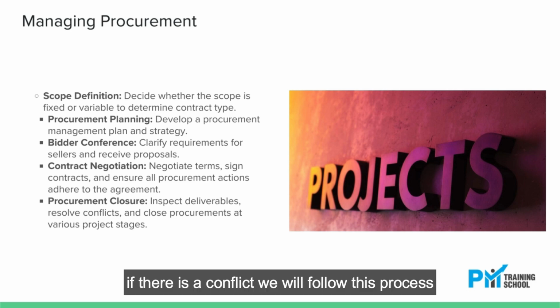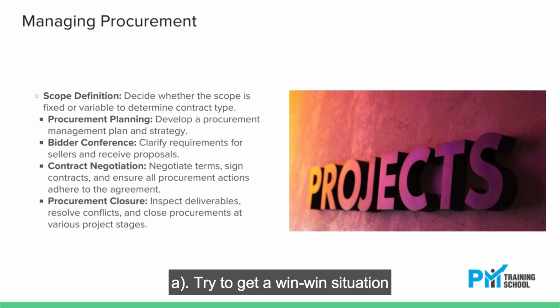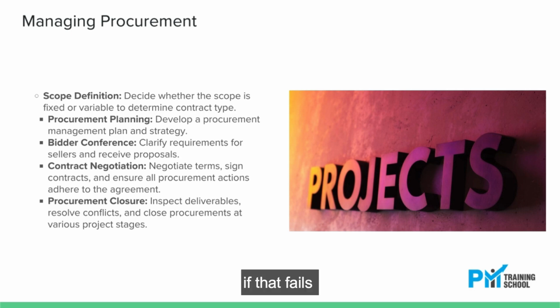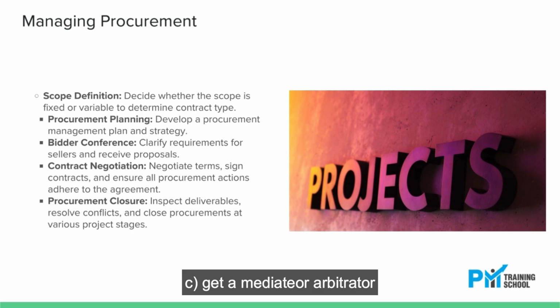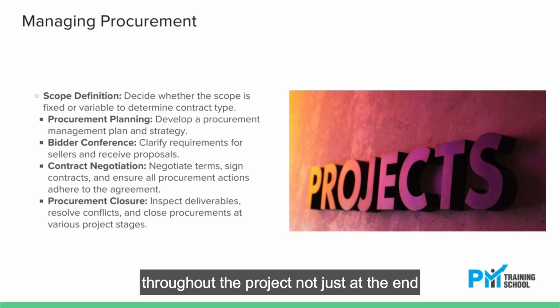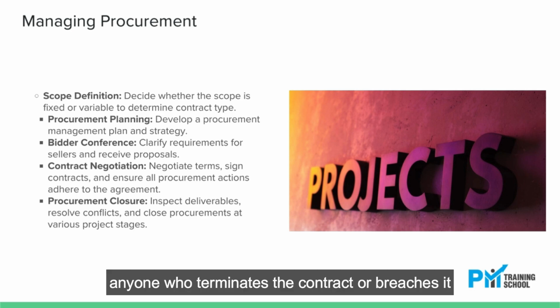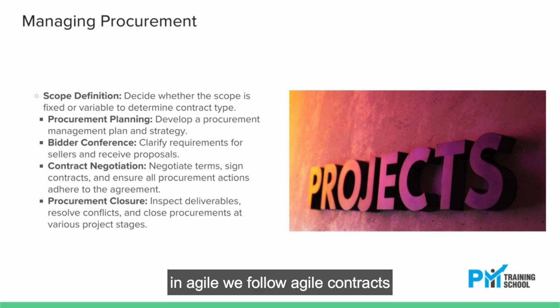If there is a conflict, we will follow this process. A. Try to get a win-win situation. If that is not possible, B. Try to do what is written in the contract. If that fails, C. Get a mediator arbitrator. If everything fails, the last resort is D. Go to court. Note that procurements can be closed at various stages throughout the project, not just at the end. Anyone who terminates the contract or breaches it will be responsible for paying the associated fees. In Agile, we follow Agile contracts.